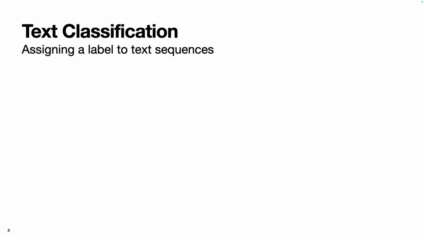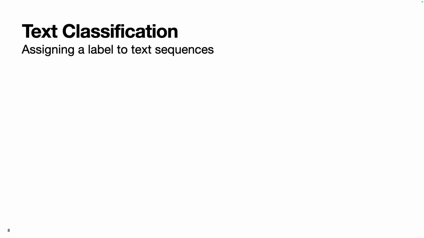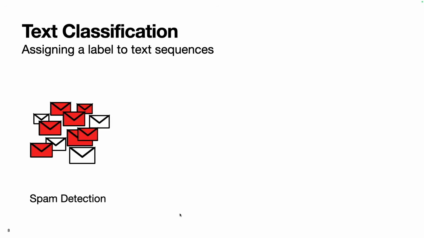The last thing we're going to talk about before getting into the example code is text classification, which consists of assigning a label to text sequences. And actually, the next sentence prediction task we saw in the previous slide is an example of text classification. However, there are countless other examples of where text classification might be handy. One is spam detection. So given an input sequence of text, which is an incoming email, we could develop a model to predict whether that email is spam or not spam.